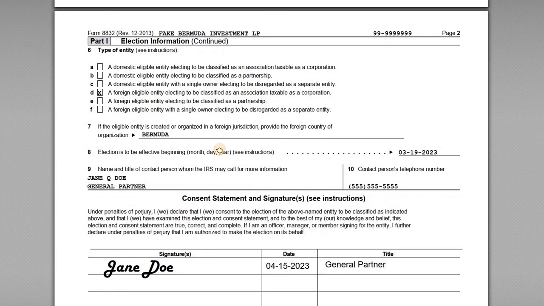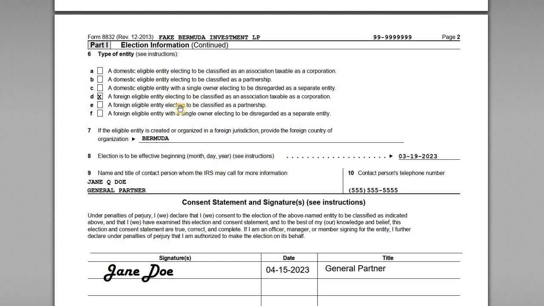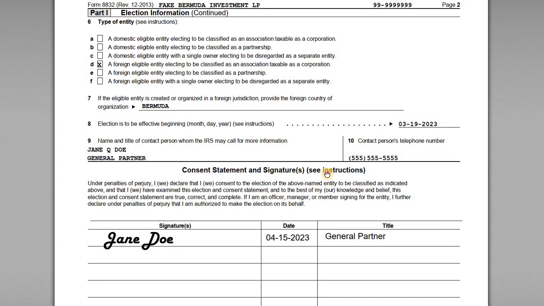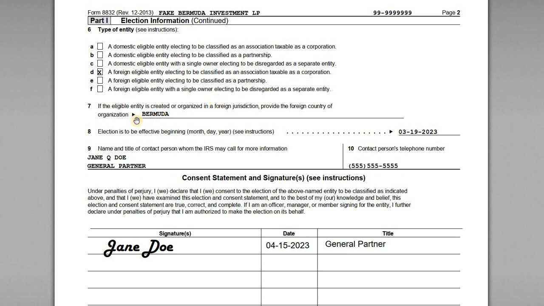Okay, so item 4 and 5 we can leave blank because those do not apply to us. So part 1, item 6, the type of the entity. There's 6 options here, right? Again, this can only be filed for domestic eligible entities or foreign eligible entities. In our case here, we are going with 6D, right? So we have a foreign eligible entity that's electing to be classified as an association taxable as a corporate entity, okay?